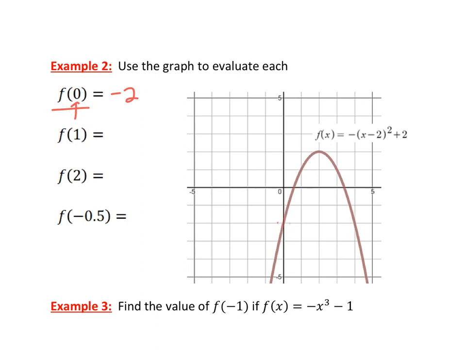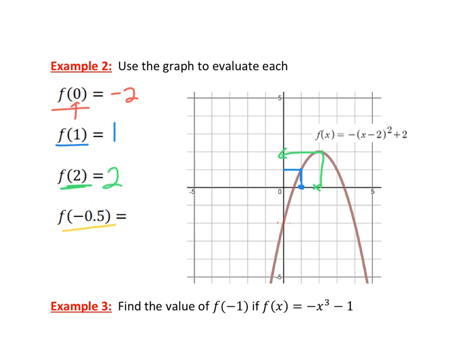If I continue to the next one, f of 1, the x value is 1. That's right here. Go up to the graph. That y value is 1. F of 2, the x value now is 2. Right here. And then we're going to go up to the graph. That y value is 2.